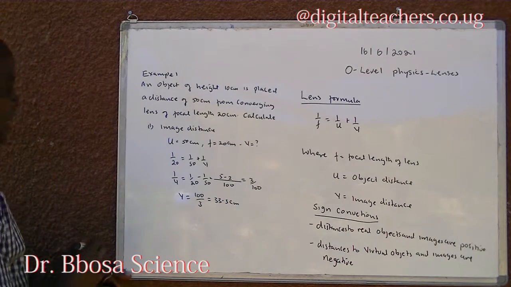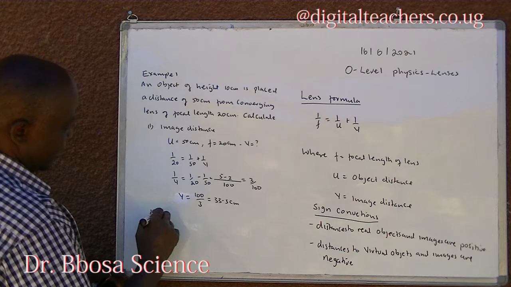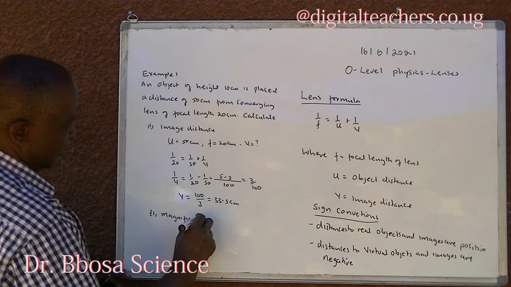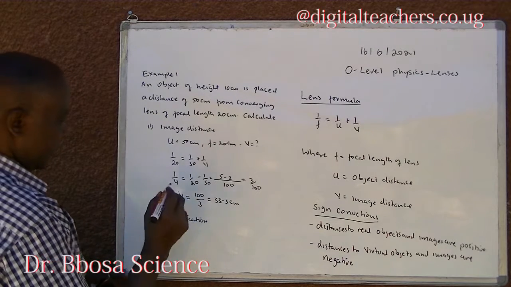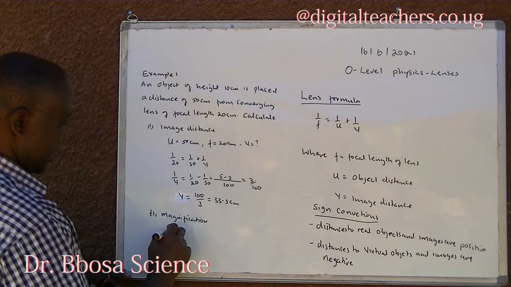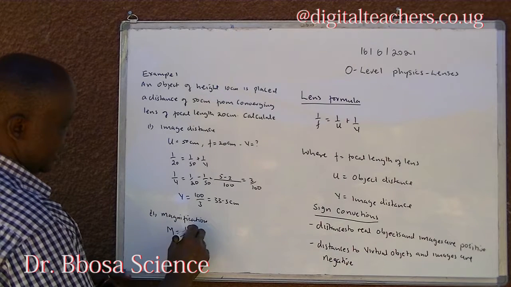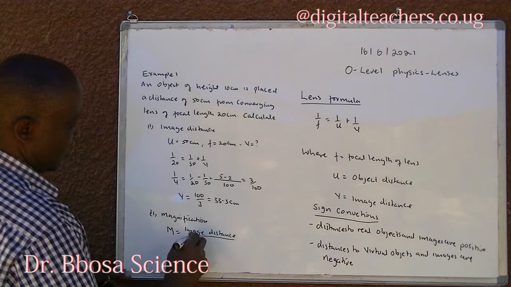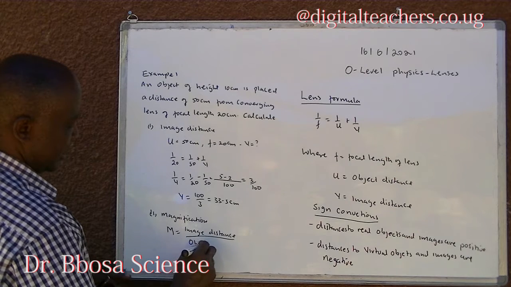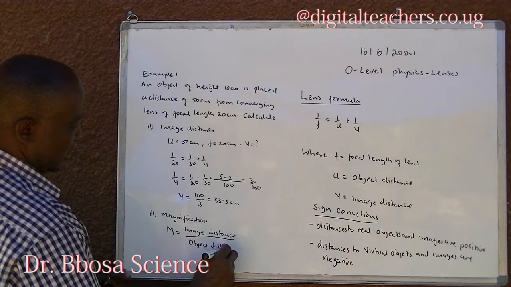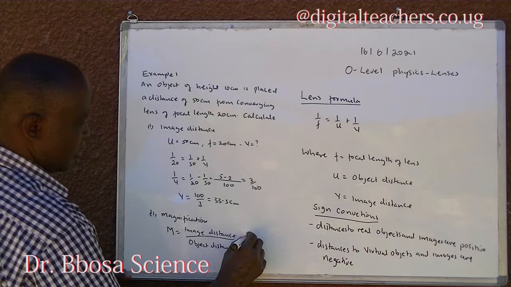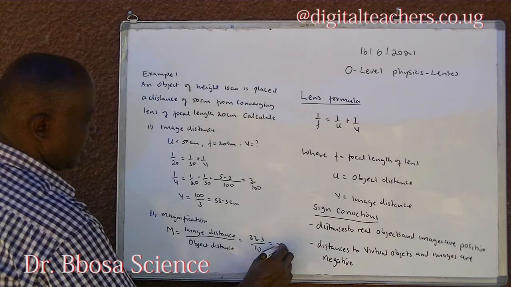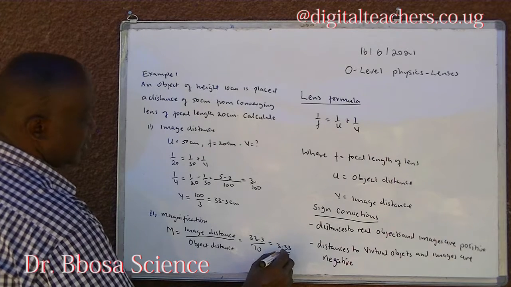centimeters. Then to find magnification. Magnification M we said is equal to image distance over object distance, which is equal to 33.3 over 10, which is equal to 3.33.